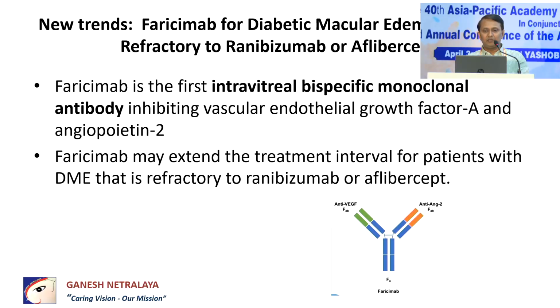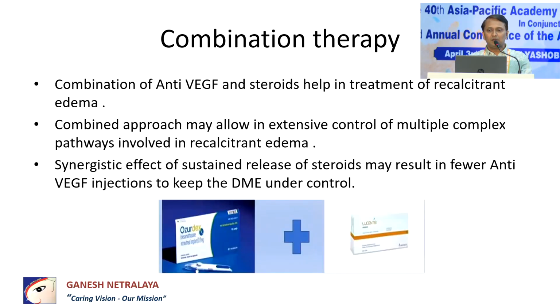It is the first intravitreal bi-specific monoclonal antibody. It inhibits both angiopoietin-2 as well as VEGF-A. So it has been found that faricimab may extend the treatment interval for patients with DME which are refractory to aflibercept as well as ranibizumab. So definitely there is a role for combination therapy, which helps in treatment of recalcitrant edema. It helps in extensive control of the multiple complex pathways which are involved in recalcitrant edemas.